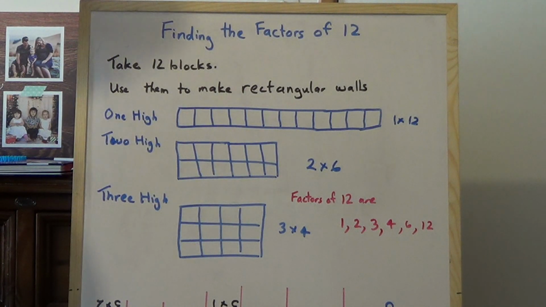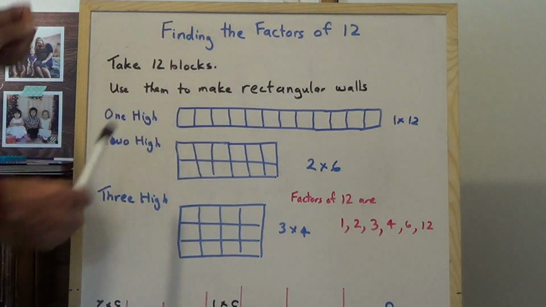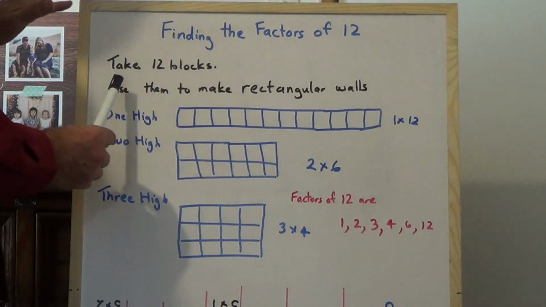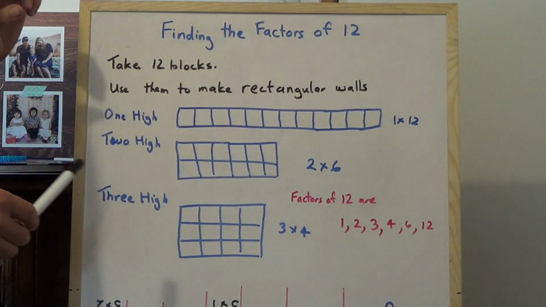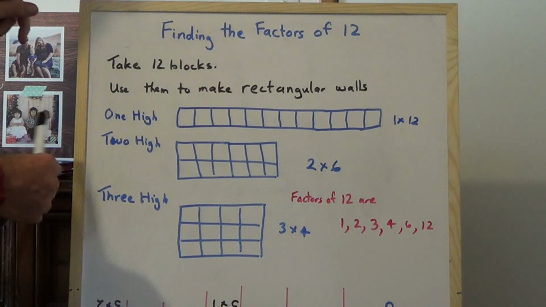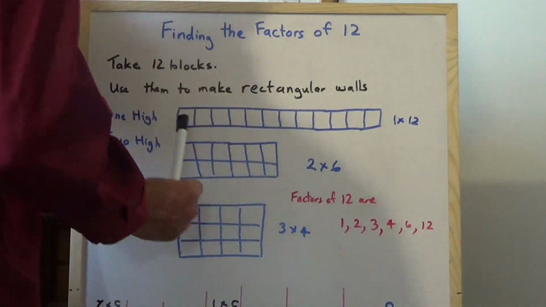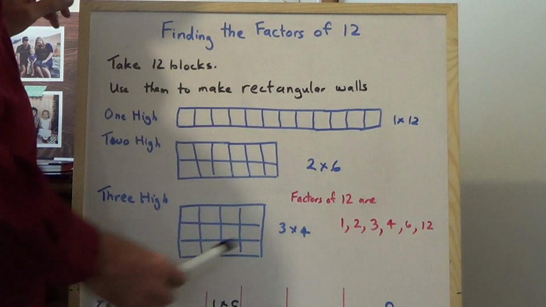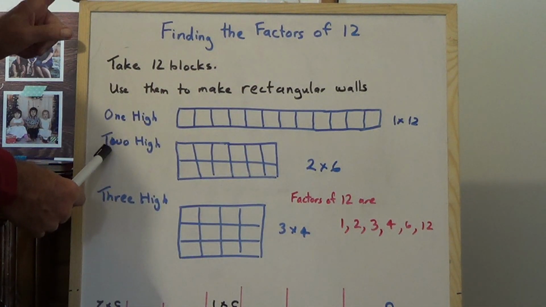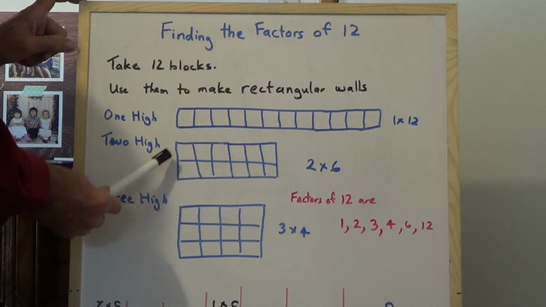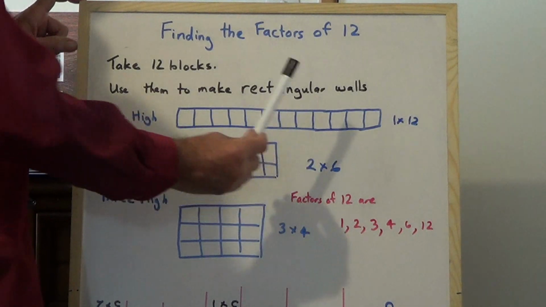Now I'm going to use finding the factors of 12 as my example. So you take 12 blocks and you're going to use them to make rectangular walls. So you start off and you make the first one 1 high, and that will give you 1 block high and 12 long. So it's 1 by 12. Then you see if you can make it 2 high, and you can. It's going to be 2 by 6.